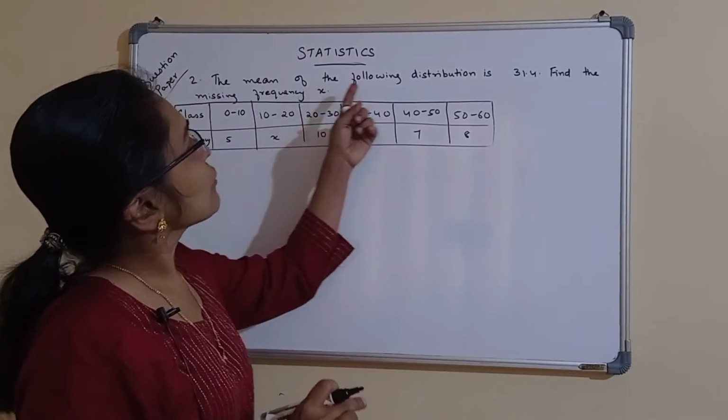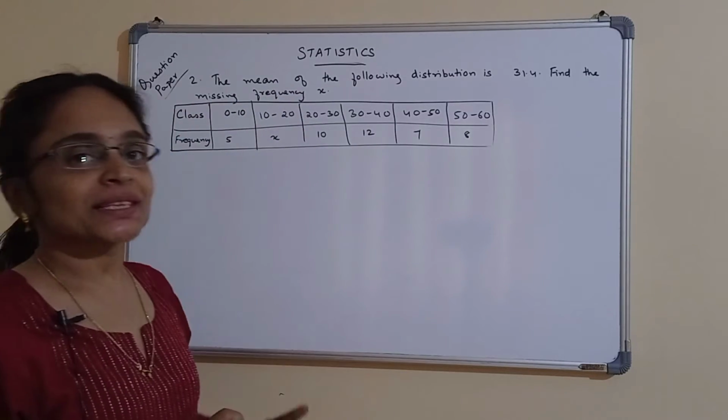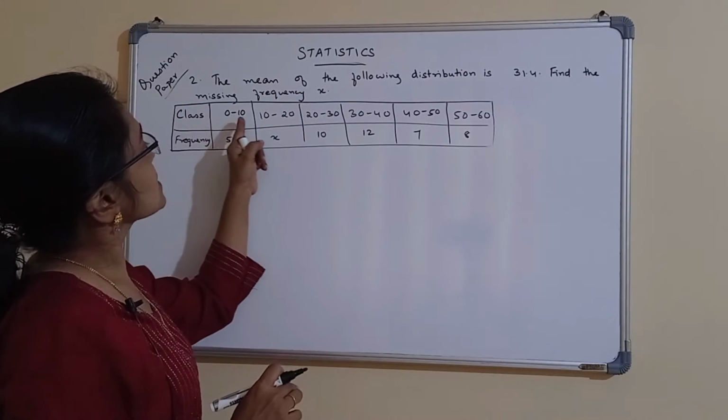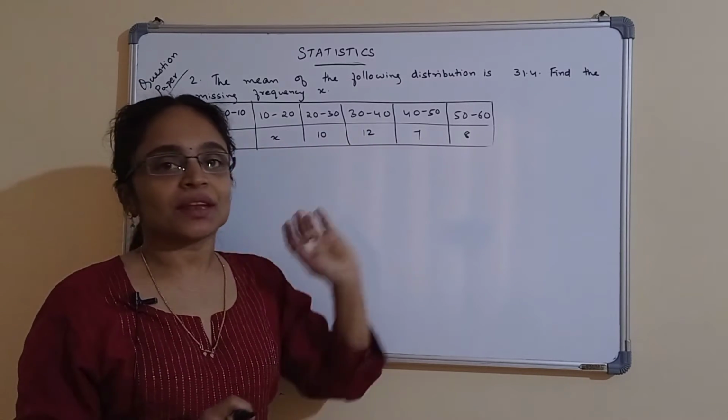Okay. Next question, the mean of the following distribution is 31.4. Find the missing frequency x. And class is 0 to 10, 10 to 20, etc. And frequency 5, x, 10, 12, 7 and 8.